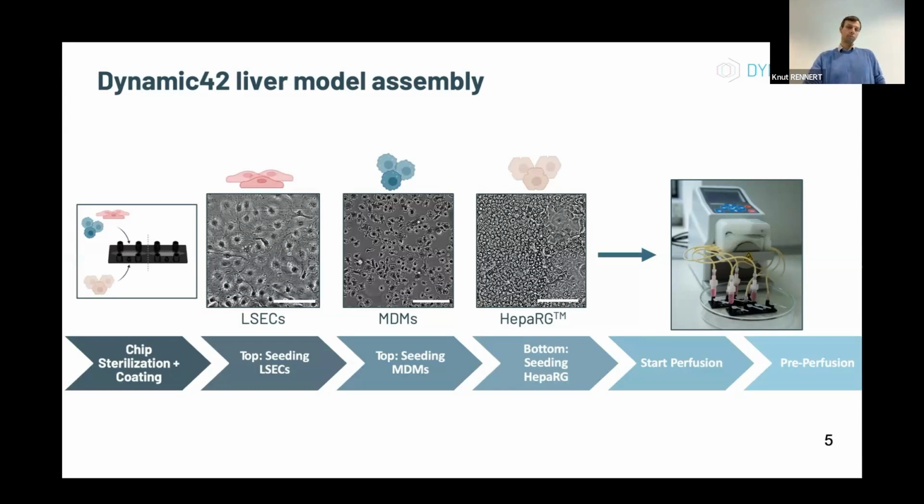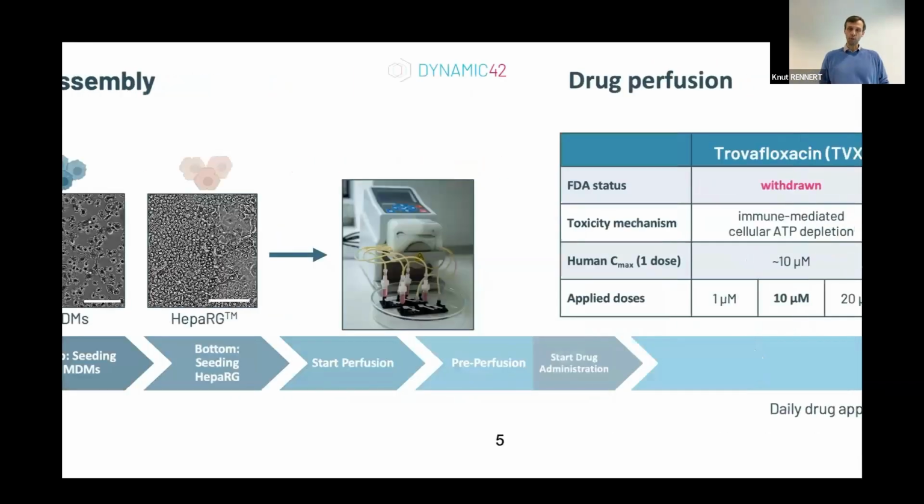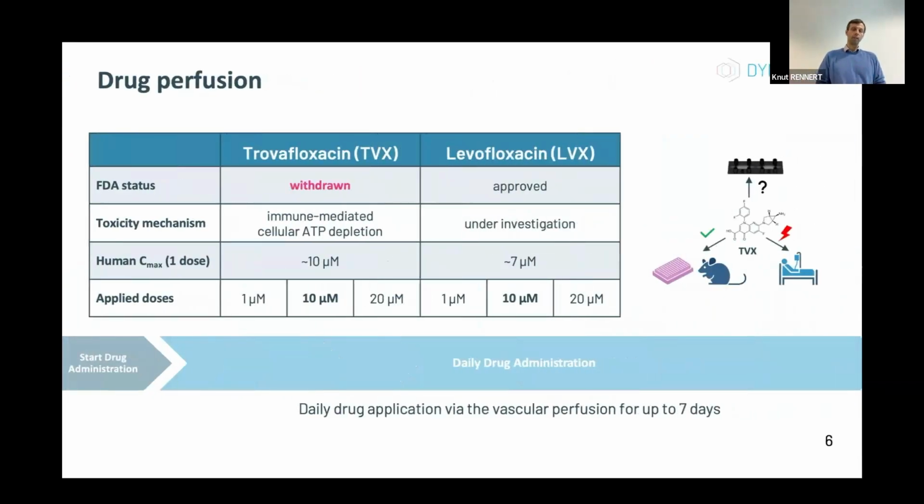And after a few hours or days, you integrate differentiated HepaRG into the bottom chamber and turn it upside down so that they can adhere to the membrane. Then you culture them again for 1-2 days and start perfusion so that the system can adapt to the blood flow. You can do a pre-perfusion, and then within 1 week you are able to start the drug experiments. As mentioned, in this case study we focused on trovafloxacin and levofloxacin.